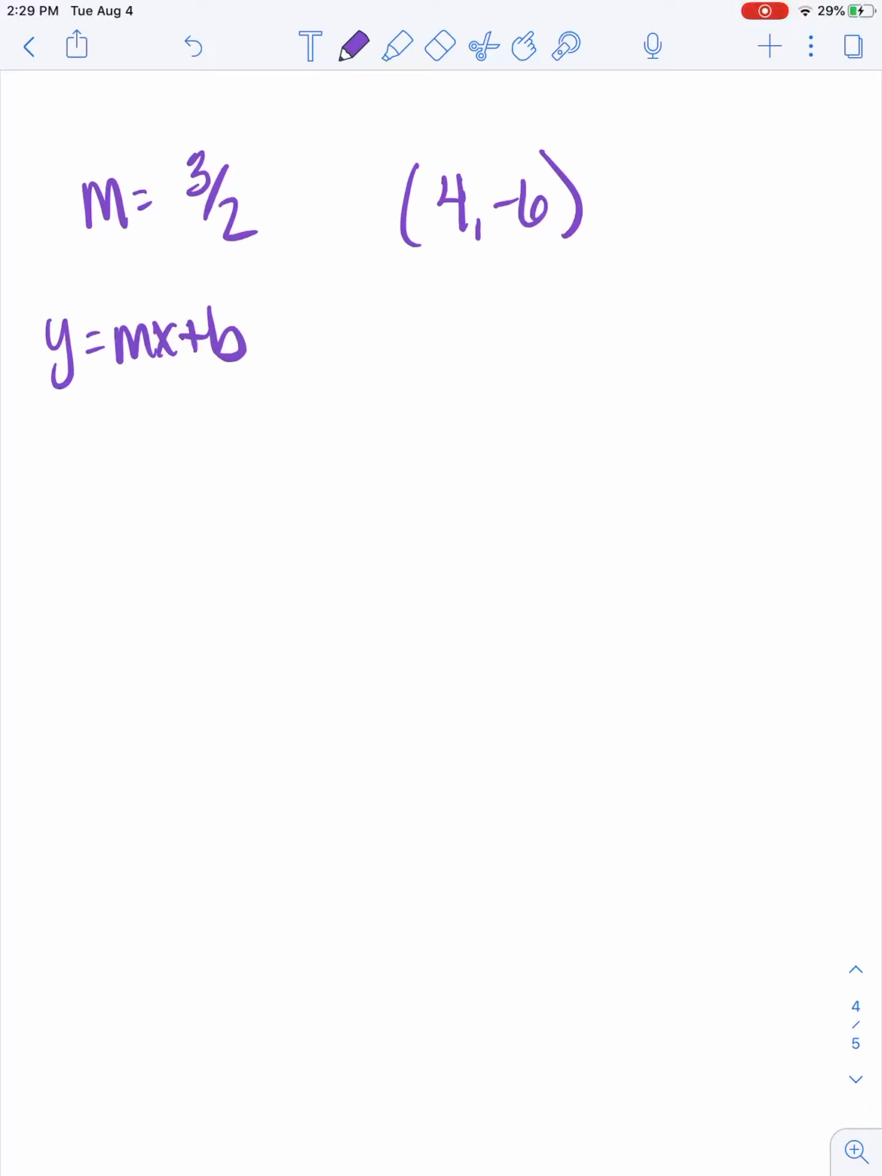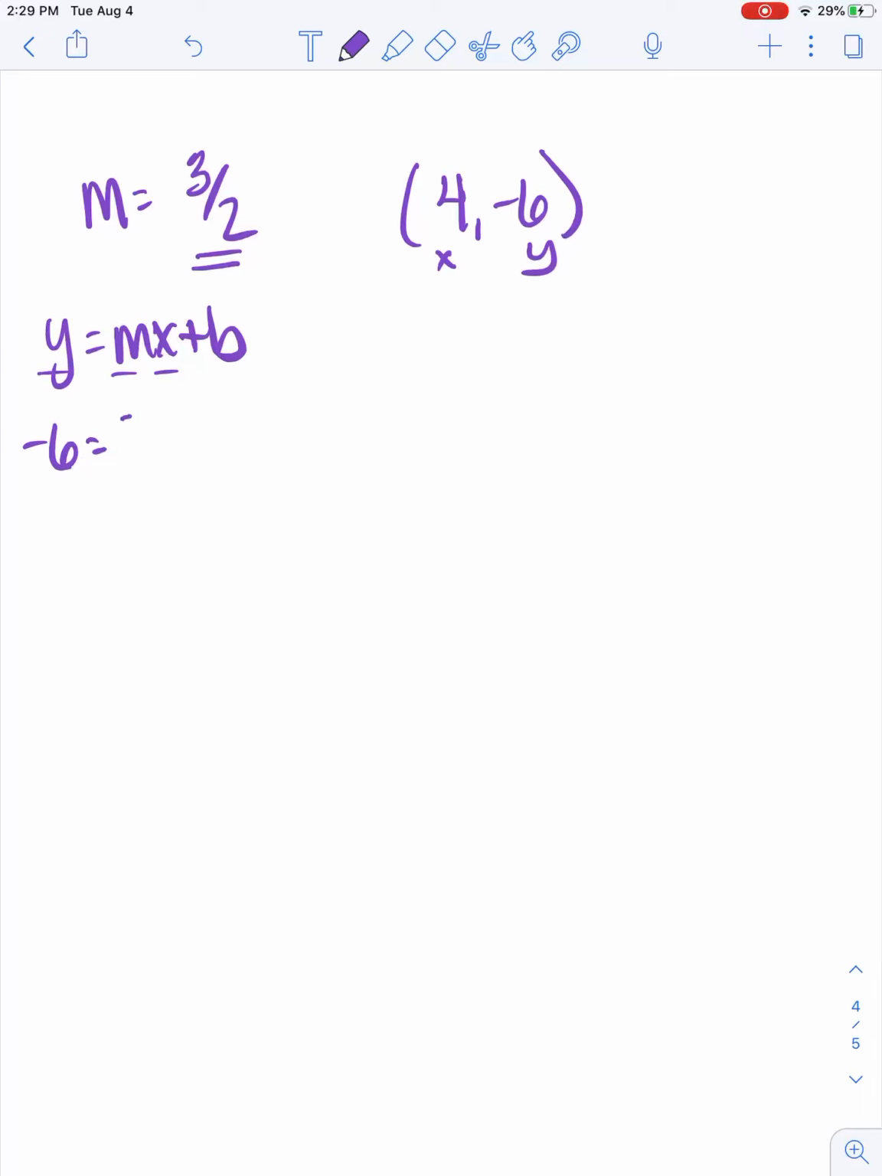I also want to make sure that you know how to write an equation of a line. So if I tell you that your slope is, I don't know, 3 over 2, and that we pass through the point (4, -6). So there are 2 equations you can use. You can use y equals mx plus b. And you know that this is your m, and this is your x, and this is your y. So I have all 3 of these guys. So I can plug them all in and find my b.